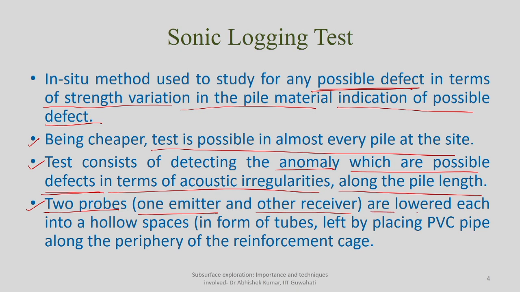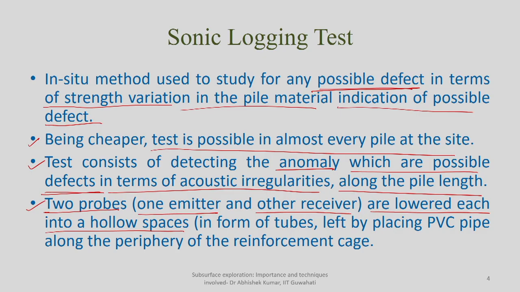So, both of these are lowered into hollow spaces. So, what we do generally when we go for cast in situ pile, when we lower your reinforcement cage, you actually put hollow PVC pipes adjacent to the reinforcement cage, of course, with certain clear dimension between the reinforcement cage and the PVC pipe, in the form of tubes. So, these are the hollow spaces. After that, you do the concreting.